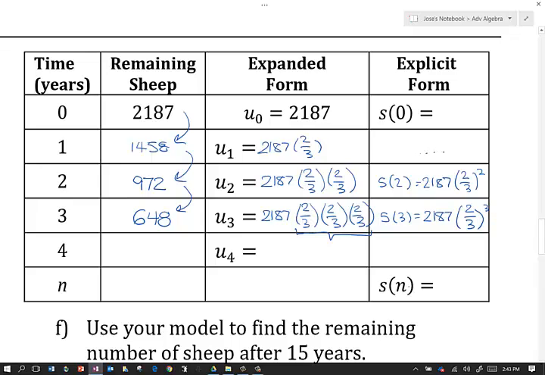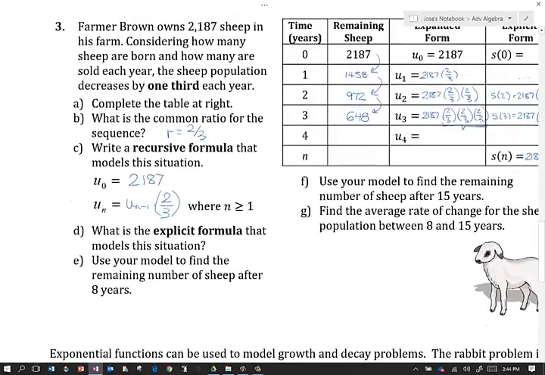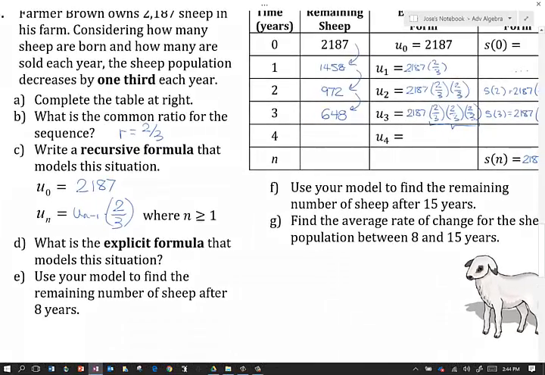And in general, I think I'm right to write the formula in here. I would have 2,187 multiplied by 2/3 n times. That's my explicit formula. So I'm going to write it in here. I have that the number of sheep will be equal to 2,187 times 2/3 raised to the nth power.